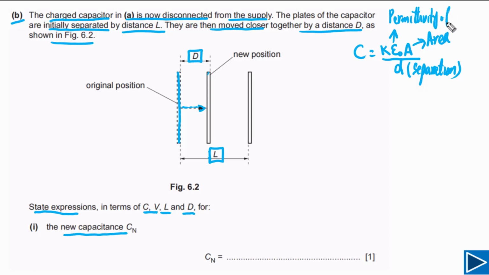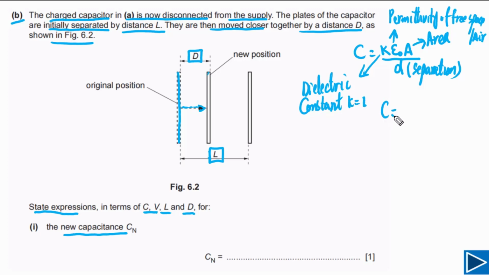So this is the permittivity of free space, or we can also say of air, because these two media have very close permittivities. K is the dielectric constant, and the value of K for air or free space is equal to 1. So for air we can simply write C is equal to epsilon naught A over D.